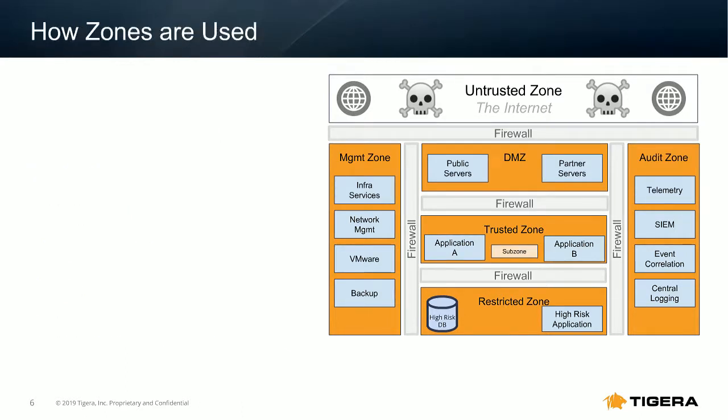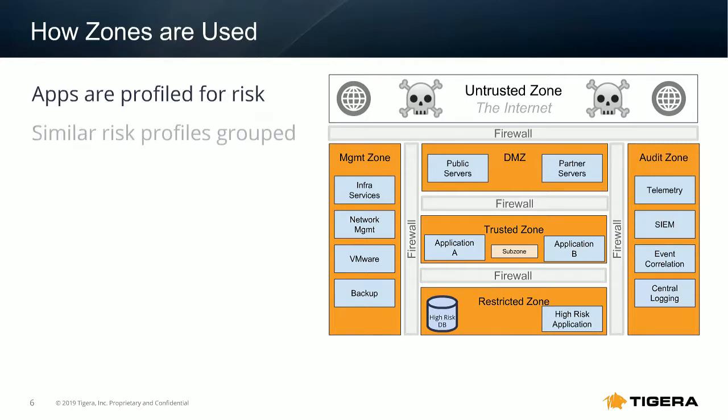So the first thing is that applications will be profiled for risk. And this is all about if this application is compromised in some way, what's the worst thing that could happen? Based on that, those applications will be placed into the proper zone.